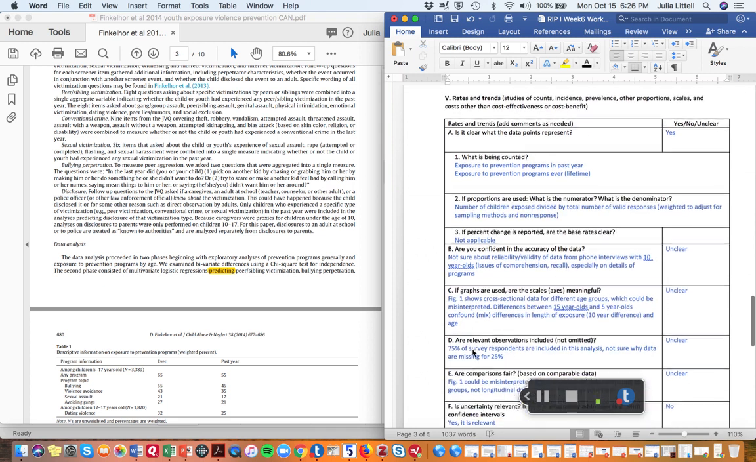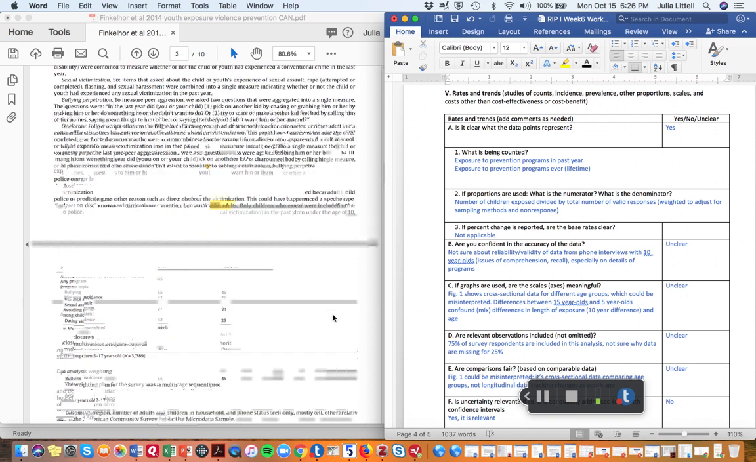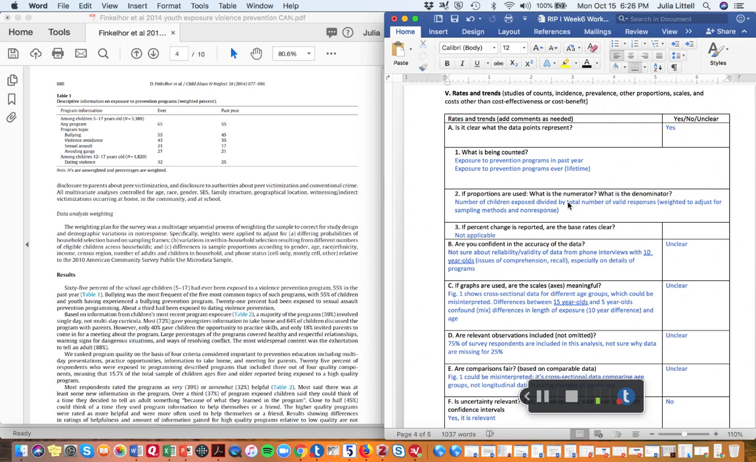Okay, so I do complete the section on rates and trends because that's mainly what this is about. And the questions are, is it clear what the data points represent? It is clear to me, and Table 1, I think, is the best example of this. So what's being counted is exposure to prevention programs in the past year and ever in a lifetime. And Table 1 really presents that data. So these are simple rates, percentages, ever exposed to any prevention program. 65% of children 5 to 17 years of age have been exposed to one or more of these prevention programs, and 55% have been exposed in the last year. Okay, that's clear to me. I think that's very straightforward. And then you get percentages for specific kinds of programs, all good.